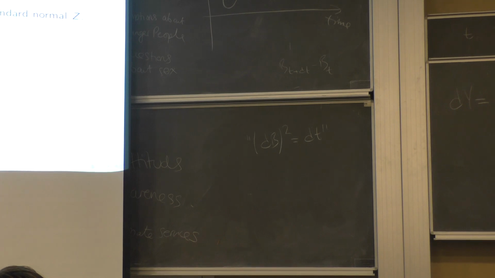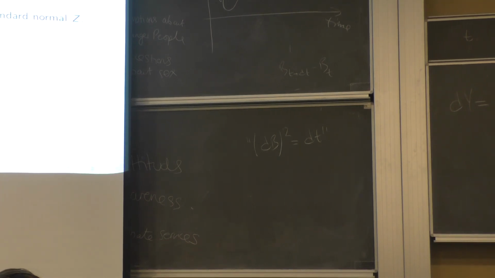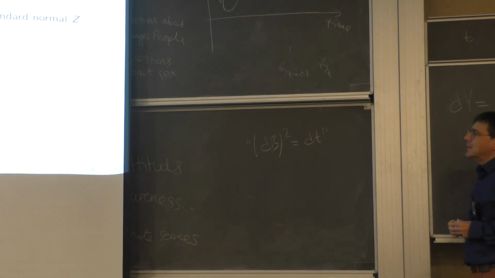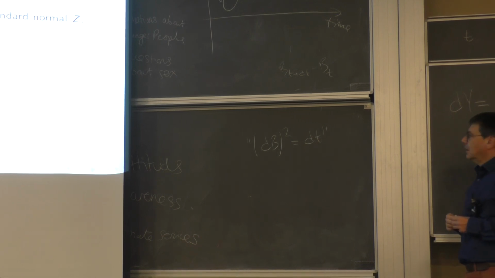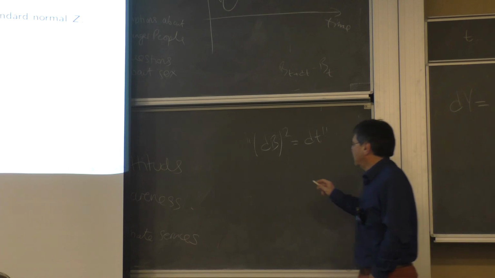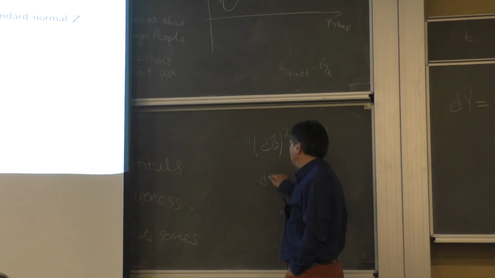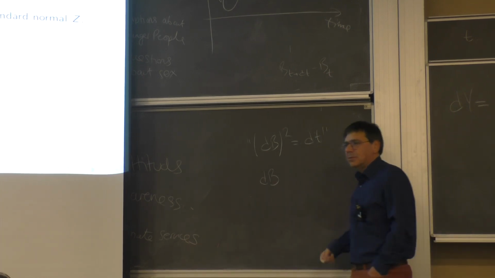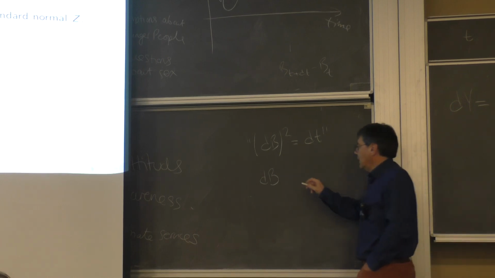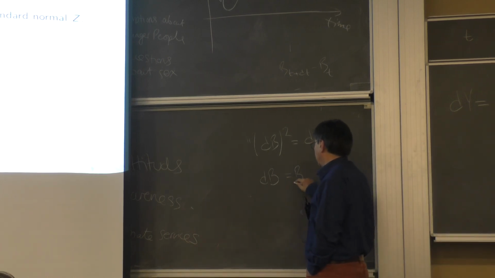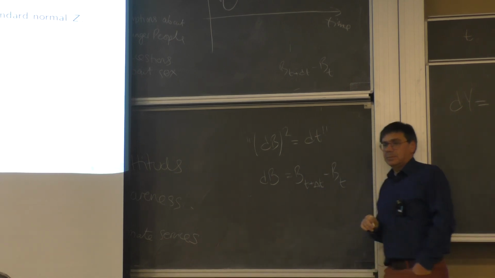Now, let's see if I can convince you that this is making sense. So how do I convince you that this is making sense? Instead of taking the infinitesimal period of time dt, let's take a short period of time, delta t. And if I do that, what is going to be dB, the change in the position of a particle following Brownian motion? It's going to be the position at the end of this time period minus the position at the beginning of this time period. Okay?